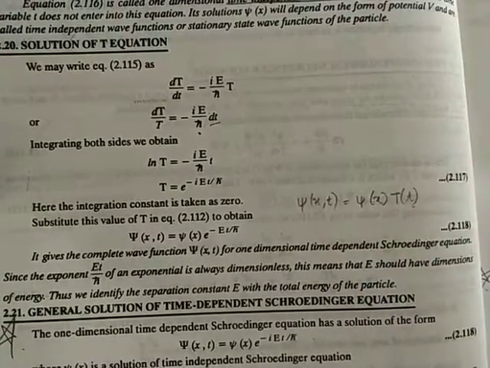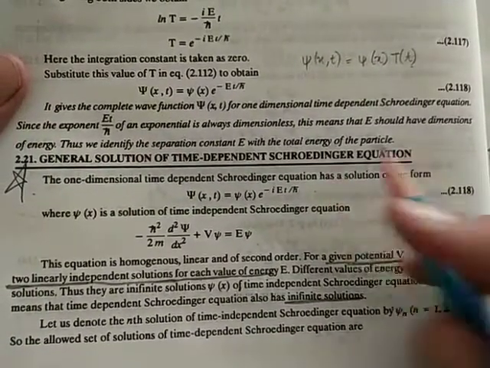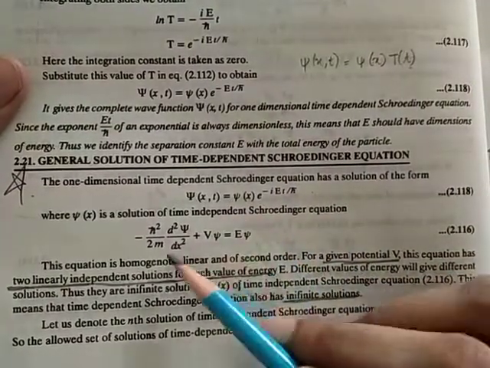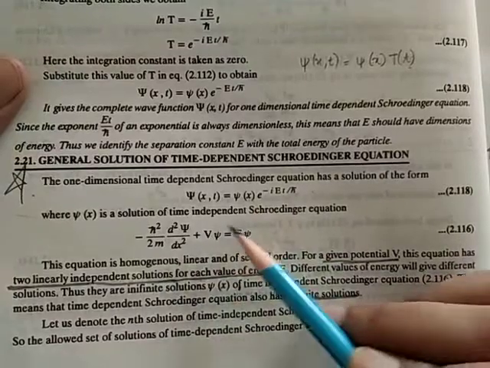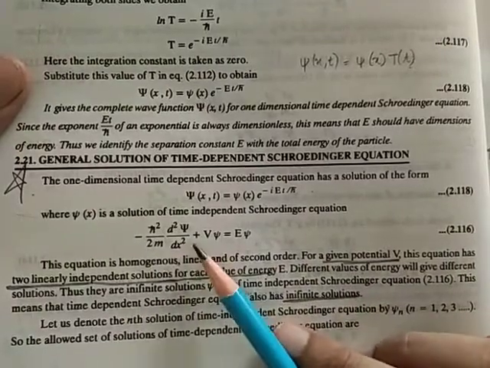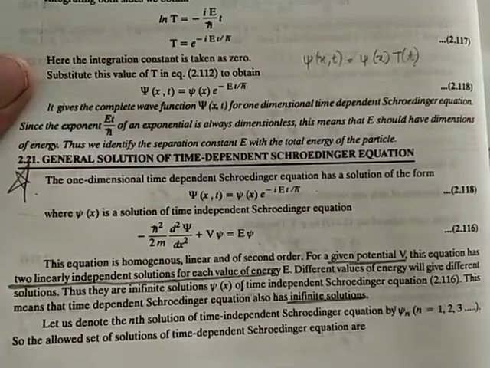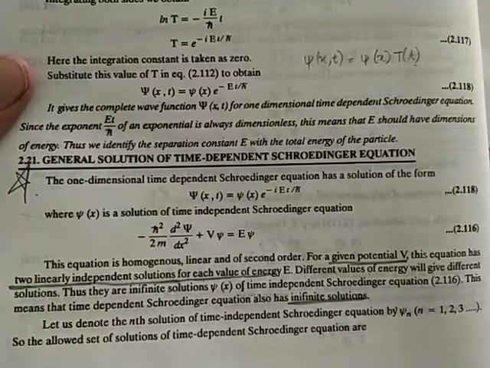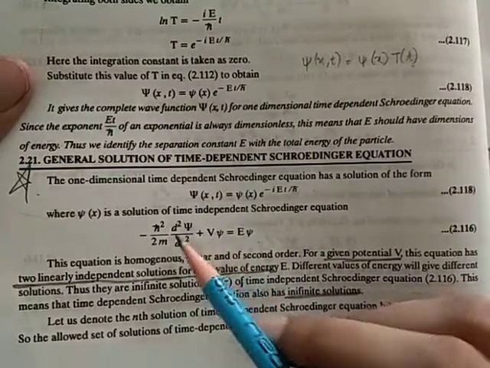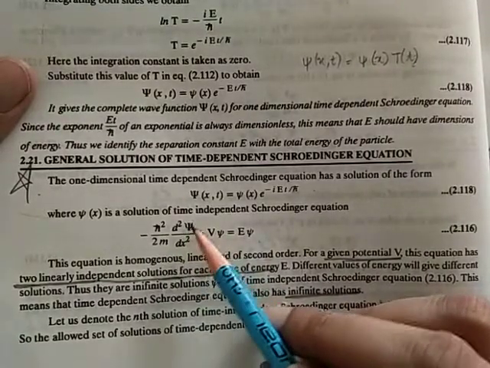solution. Now we are moving forward to the general solution of the time dependent Schrodinger equation. Suppose we have this, because we have already derived this, and this is the solution of this. Okay, so psi x is the solution of the time independent equation. This equation is homogeneous. As you can see, double differentiation is there. And it is a linear equation, and it is of second order. You can see this. So for any given value of v, this equation has two solutions for each value of E. Psi has two values because it is a second order equation.